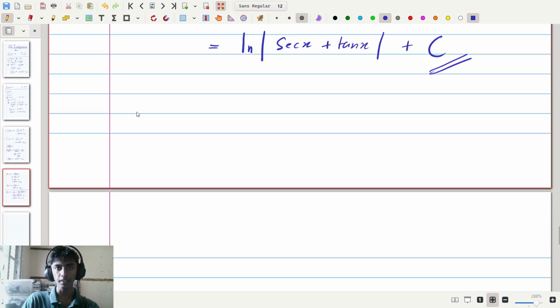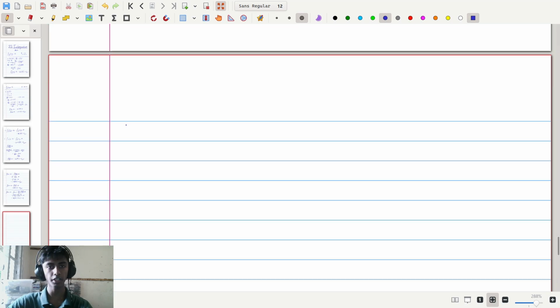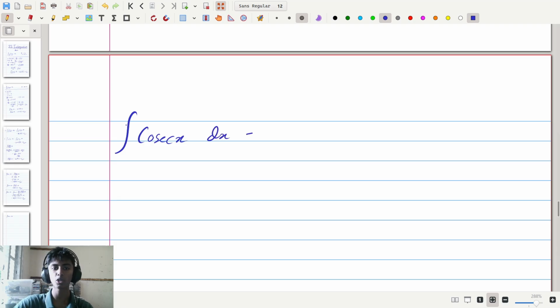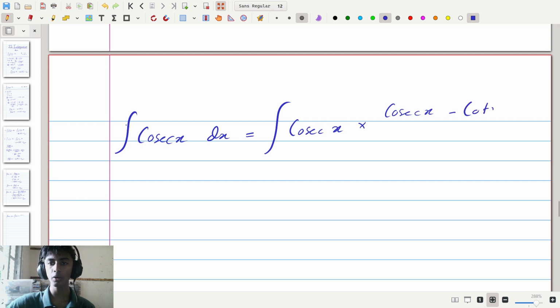We can do a similar thing for the cosecant of x, somewhat unsurprisingly. If we consider the integral of the cosecant of x with respect to x, we once again have to multiply the top and the bottom by the same value, except this time we're going to be multiplying the top and the bottom by the value cosecant of x minus cotangent of x. So what we're going to do is multiply the cosecant of x by cosecant of x minus the cotangent of x divided by the cosecant of x minus the cotangent of x.